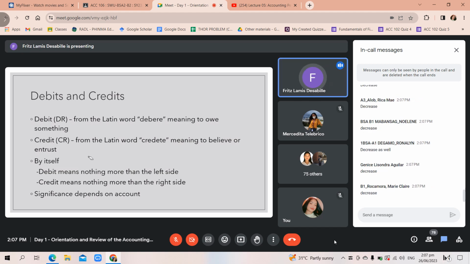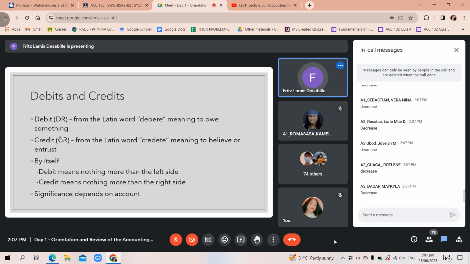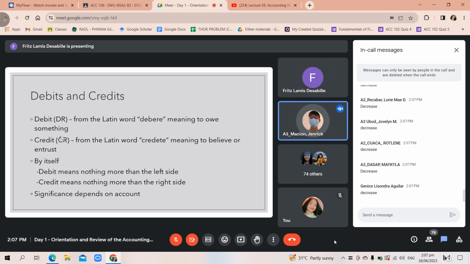If the liability is debited, what would happen? Decrease. If you credit the liability, increase. For revenue, credit increases, debit decreases.